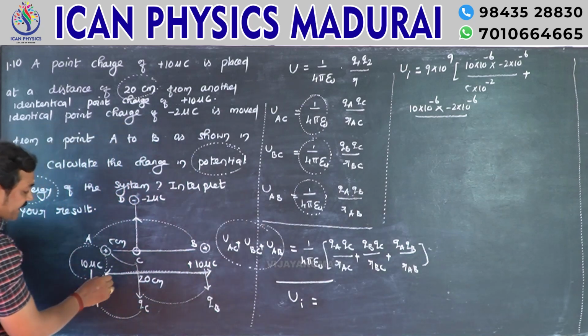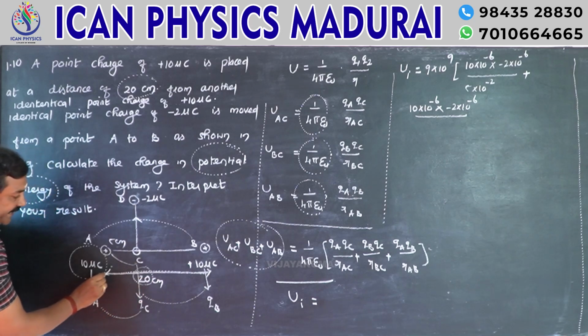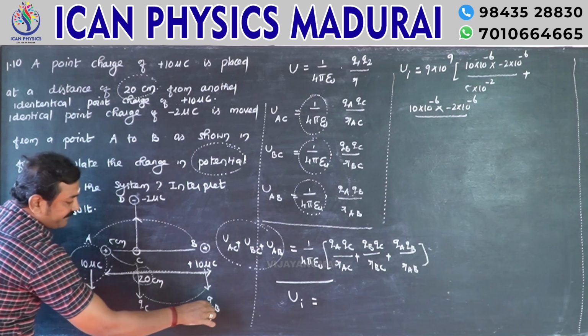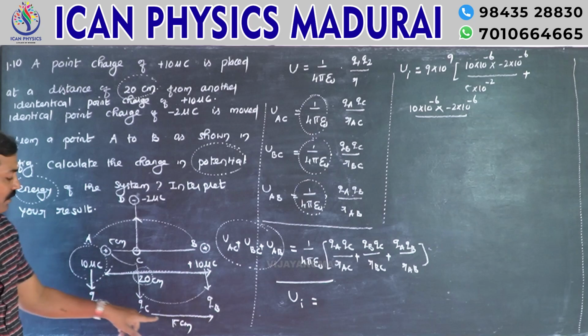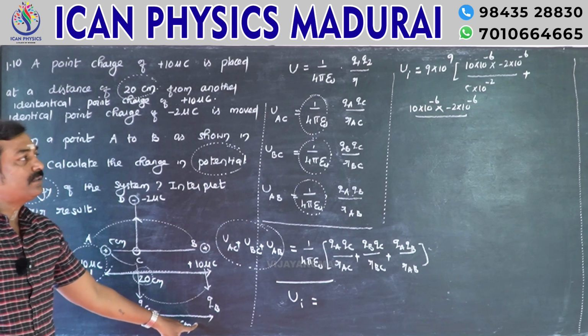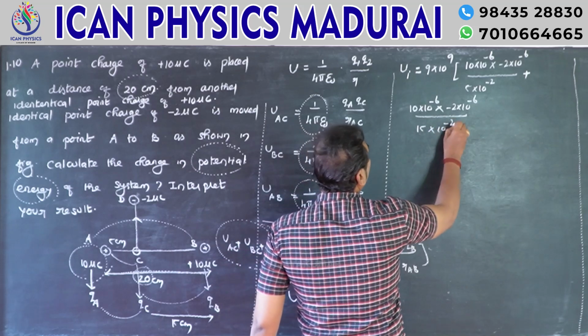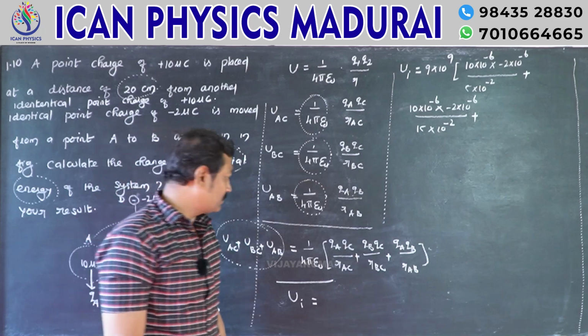Just see that from A to B the distance is 20, from A to C is 15. What about the distance between B and C? It is 15 centimeter. Now convert the centimeter into meter. So 15 into 10 to the power minus 2. Okay, do you get it now? No doubt.